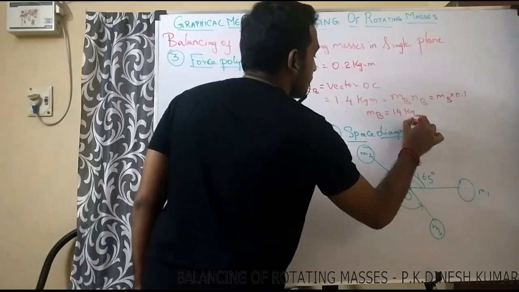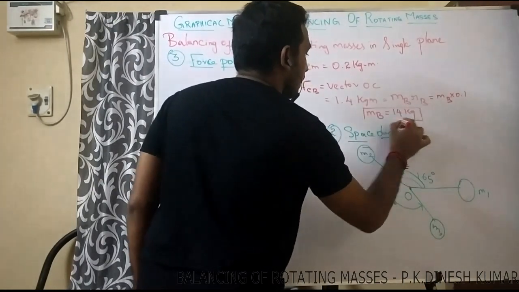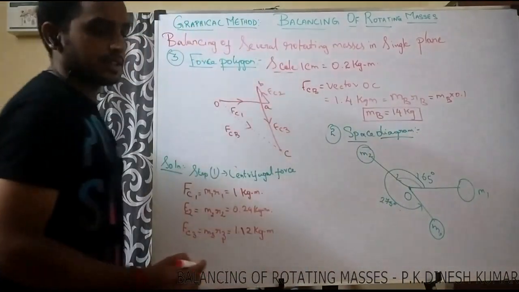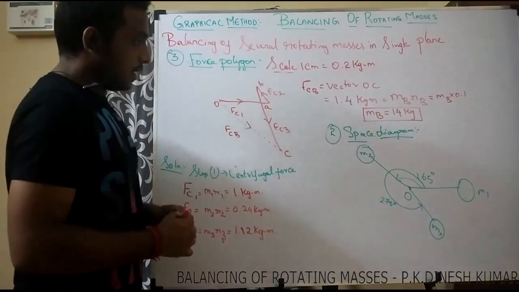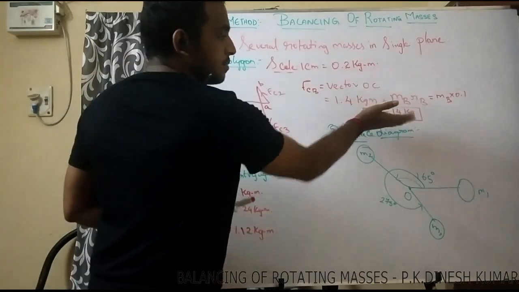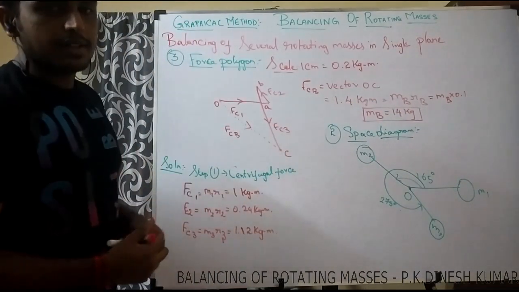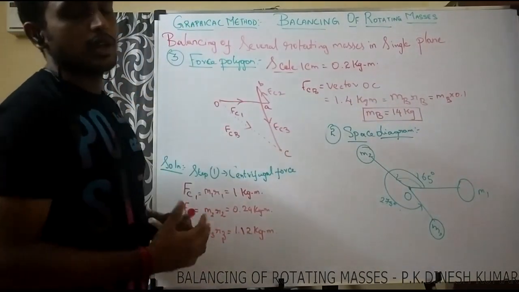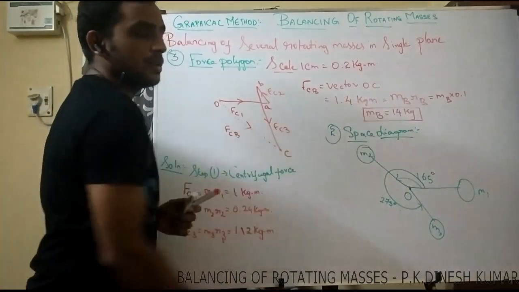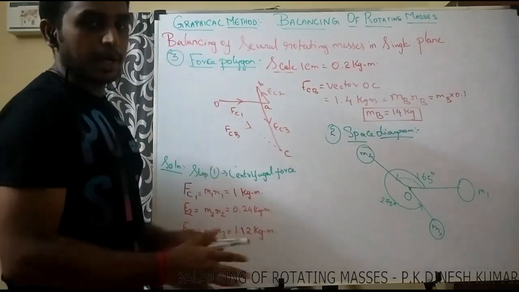That is the mass possessed by the balancing mass. This is one of the things that has been asked in this problem, and then they have asked us to determine the location of the mass. We need to locate it in the plane.